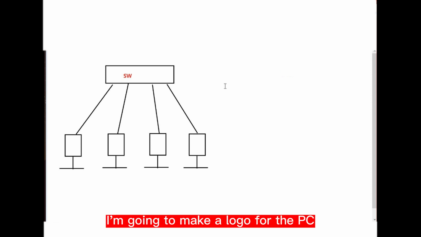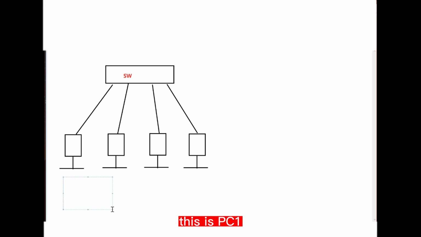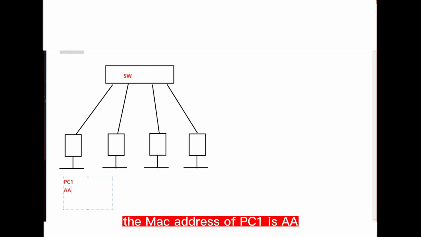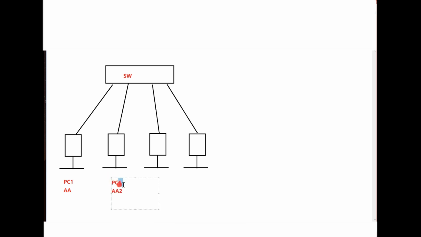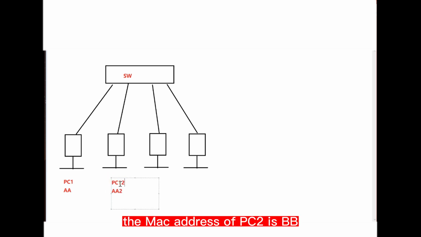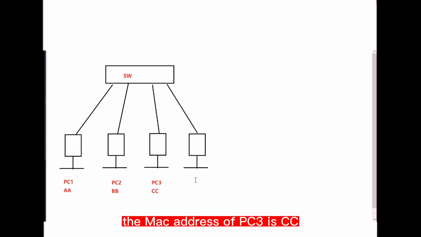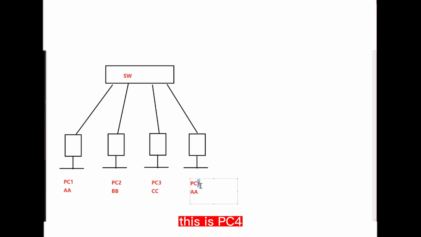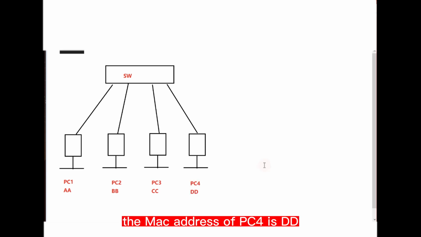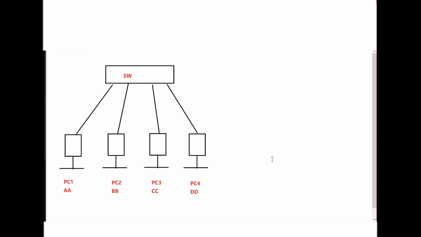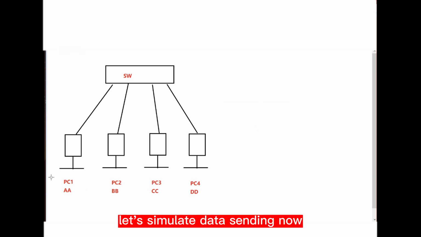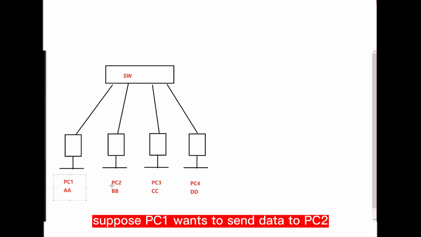I'm going to make a label for each PC. This is PC1. The MAC address of PC1 is AA. This is PC2. The MAC address of PC2 is BB. This is PC3. The MAC address of PC3 is CC. This is PC4. The MAC address of PC4 is DD. Let's simulate data sending now. Suppose PC1 wants to send data to PC2.